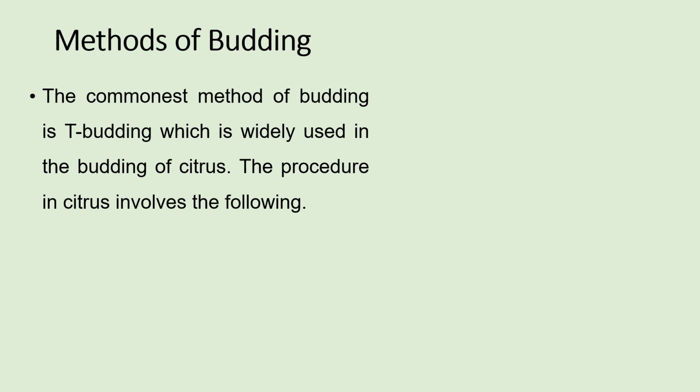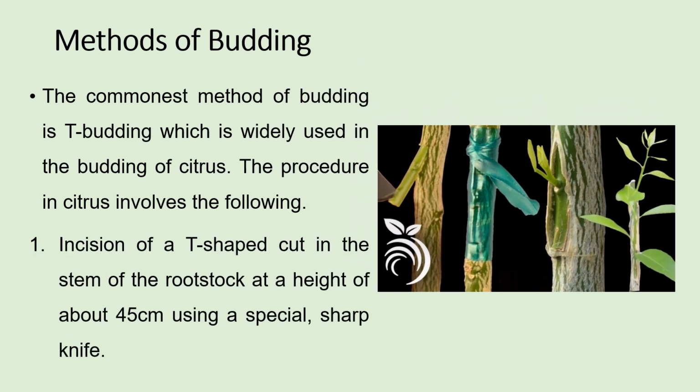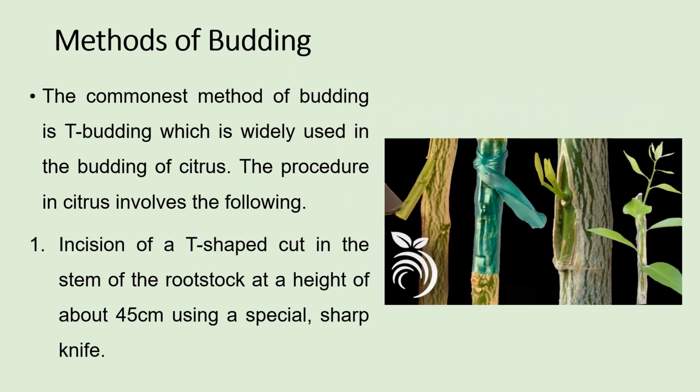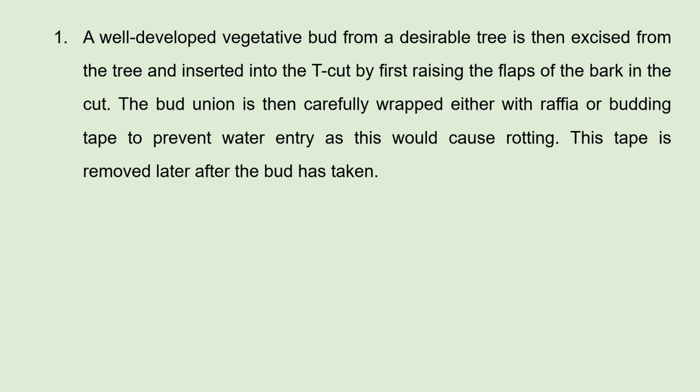The procedure in citrus involves the following. Incision of a T-shaped cut in the stem of the rootstock at a height of about 45 cm using a special, sharp knife. A well-developed vegetative bud from a desirable tree is then excised from the tree and inserted into the T-cut by first raising the flaps of the bark in the cut. The bud union is then carefully wrapped either with raffia or budding tape to prevent water entry, as this would cause rotting. This tape is removed later after the bud has taken.